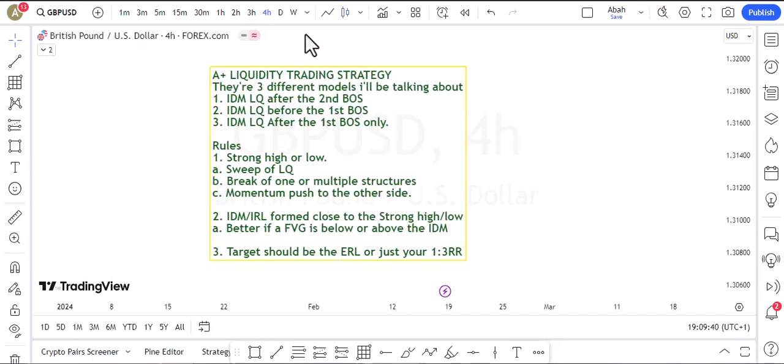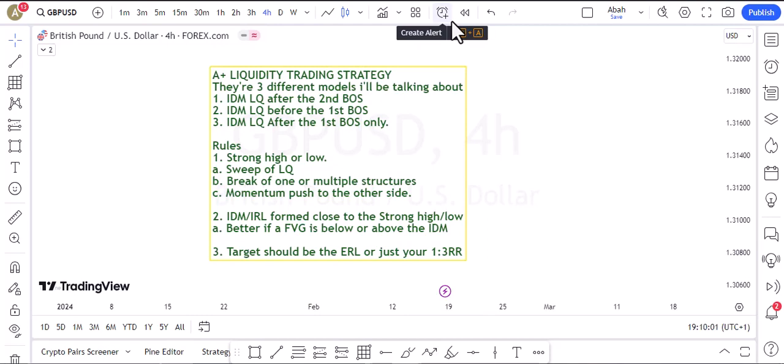Alright guys, so I'm going to be using this momentum to cover the third model, the third inducement liquidity after the first break of structure only. So now this is the third model that I'm going to be covering for my A plus forex trading strategy.